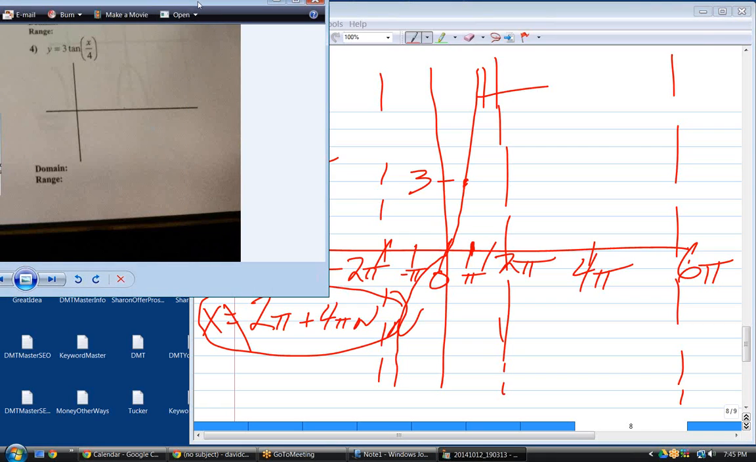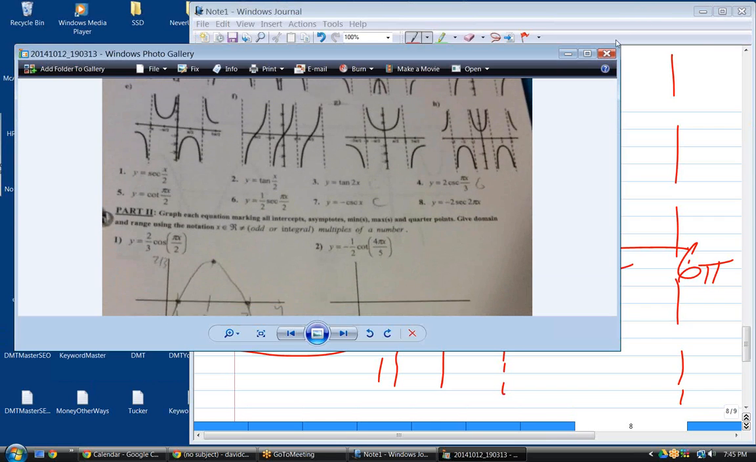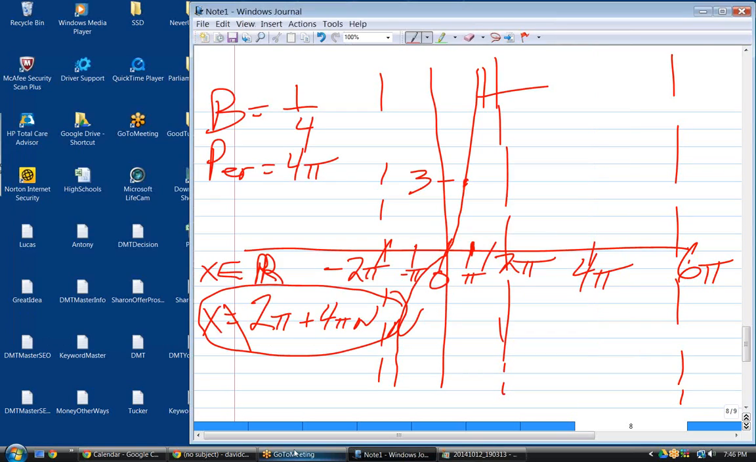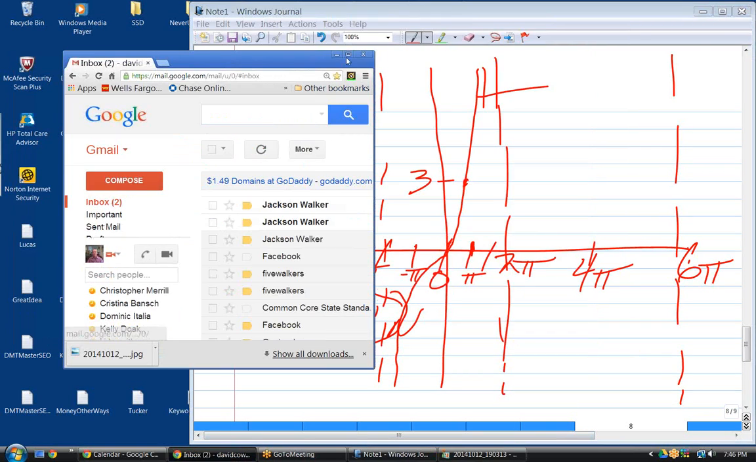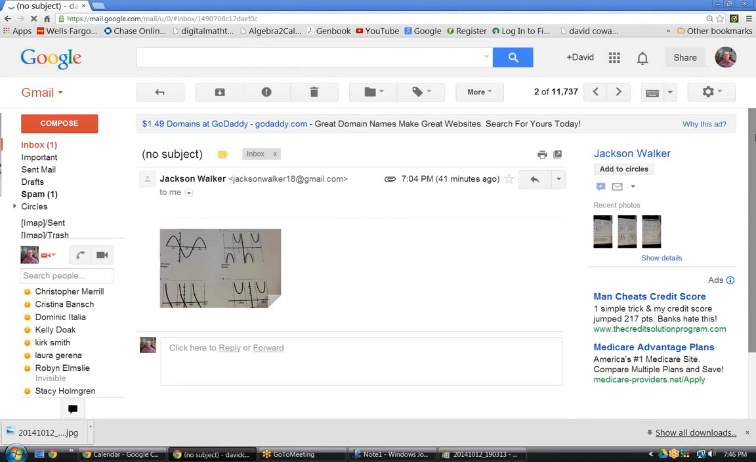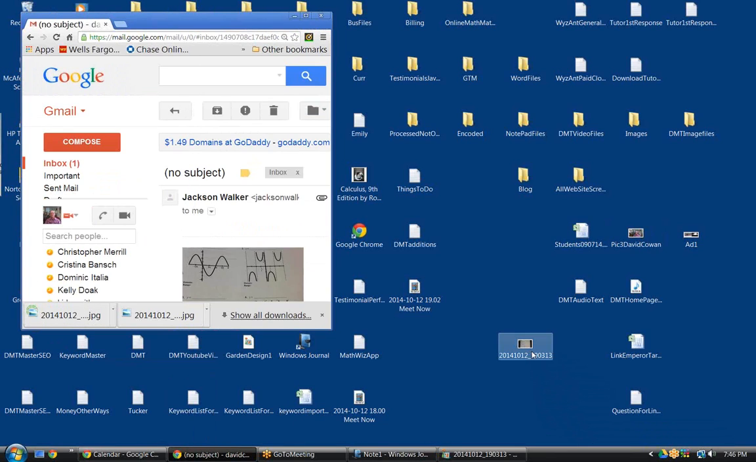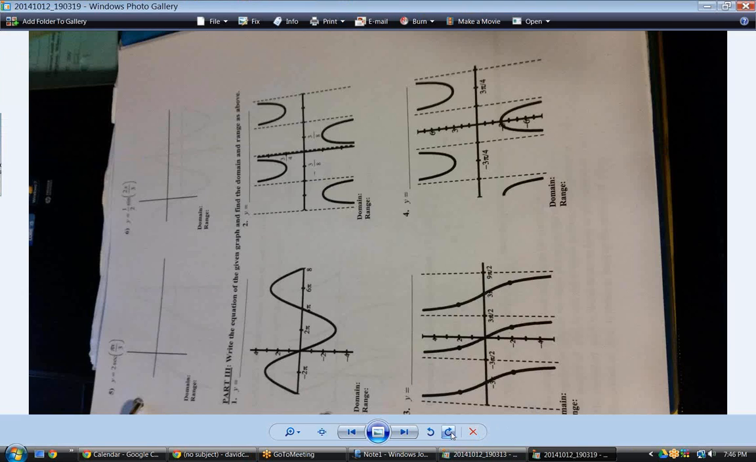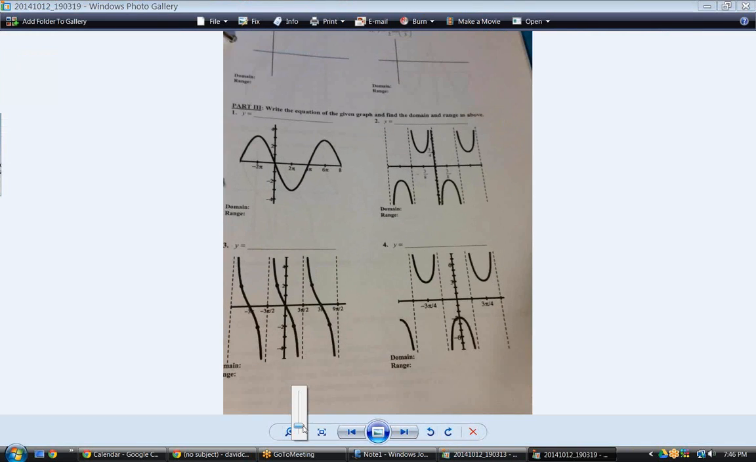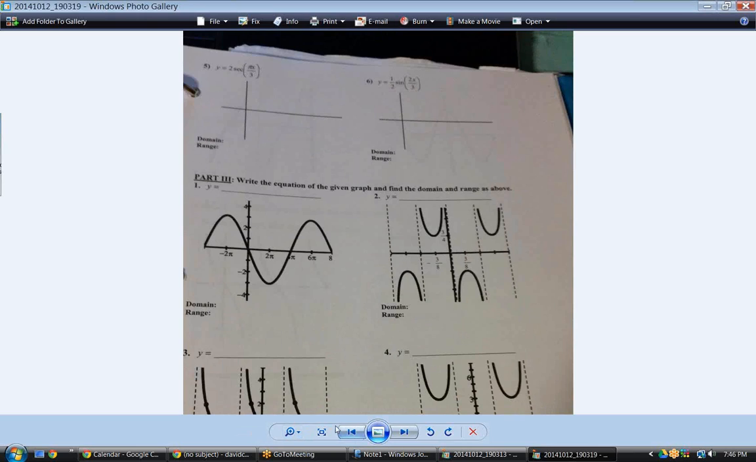All right. Should we go back and look at some more of these others? No, go to the next picture I sent you. Okay. There's 2 more graphing ones on there that I want to get through. Okay. Ah, 5 and 6. Mm-hmm.